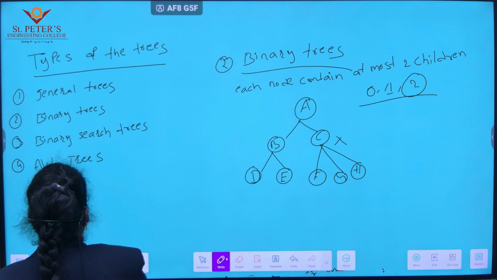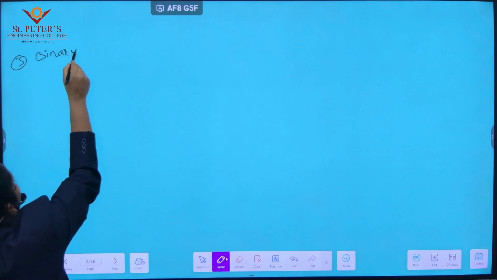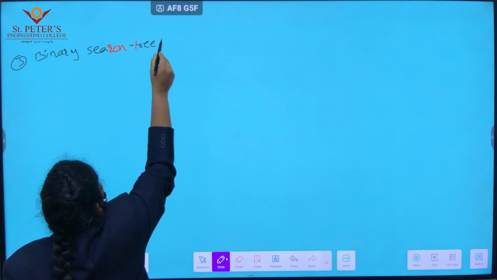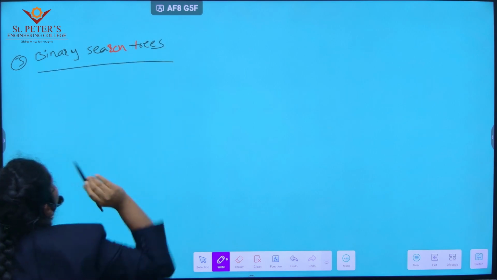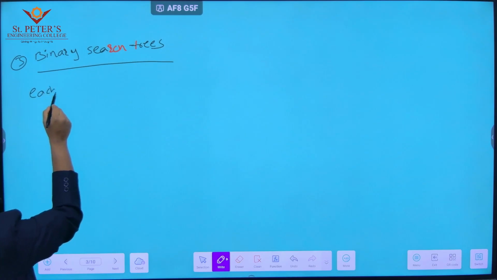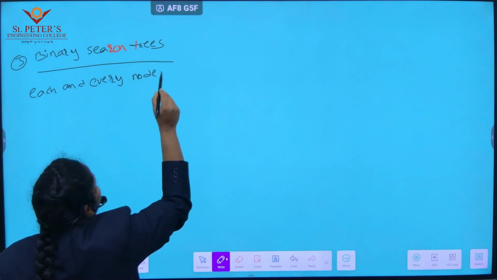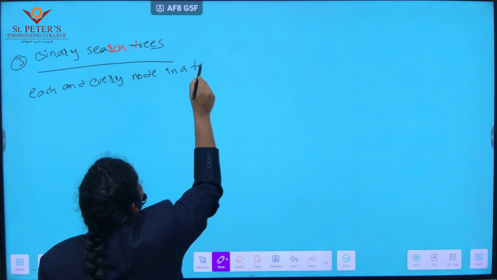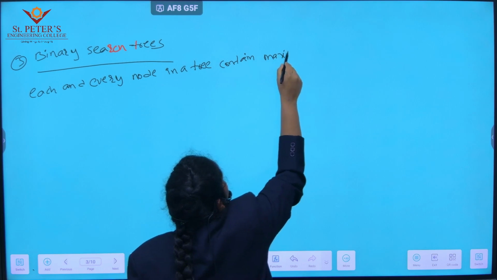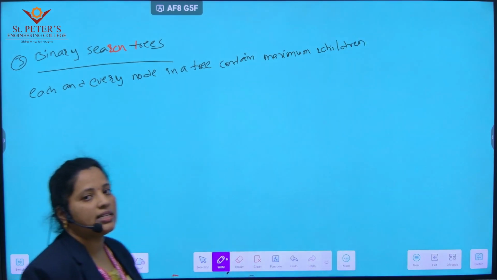And next is binary search trees. In a binary search tree also, each and every node in a tree contains a maximum of two children, same as a binary tree.